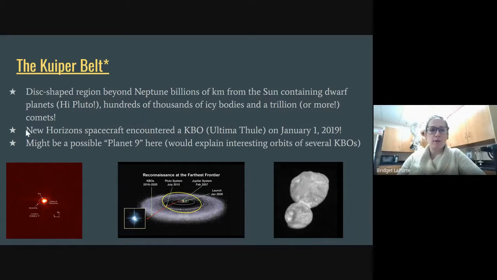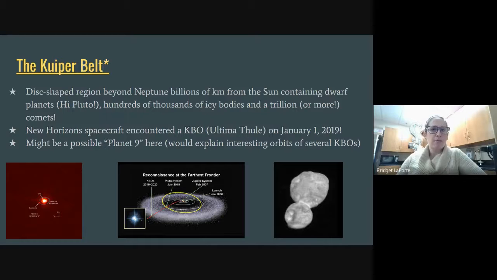And the New Horizons probe that went and took a look at Pluto, and where we got all the really cool images of Pluto recently, also encountered on January 1st, 2019, Ultima Thule, which is this little fella over here. And that was our first Kuiper Belt object past Pluto that we got a really good look at.